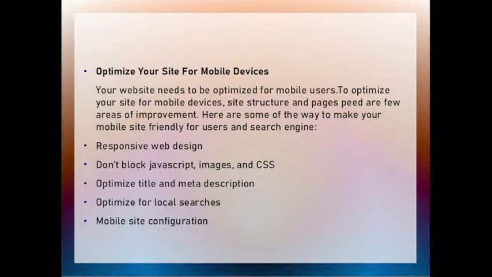So how to do that? You need a responsive design for mobile devices. Then don't exclude JavaScript, images and CSS. Then optimize your title tag as well as the meta description. Then optimize for local searches, which includes local SEO. Then mobile site configuration.